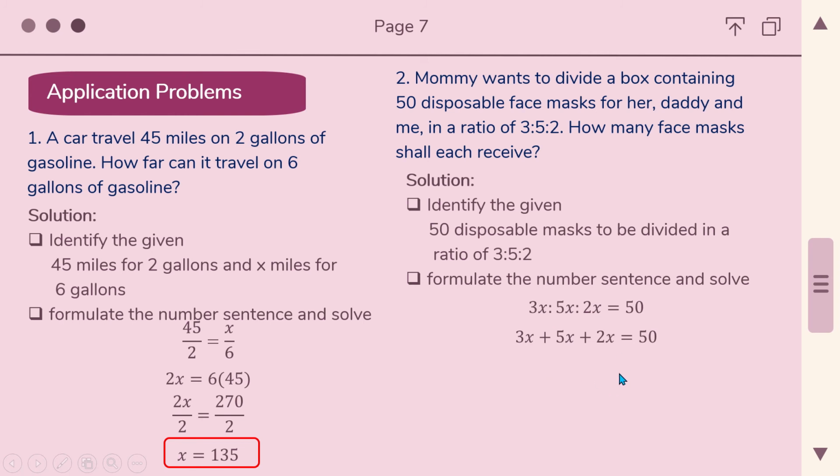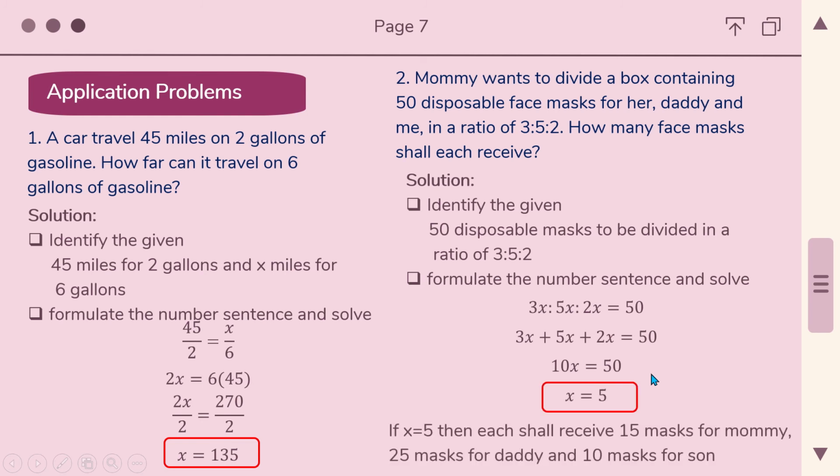Ratio. 1/3 plus 1/5 plus 1/2 is equal to 50. So we have 3x plus 5x plus 2x is equal to 50. 3 plus 5 plus 2 is 10, so 10x is equal to 50. Obviously, divide by 10 on both sides. Therefore x is 5. So if x is 5, then each shall receive 15 masks for mommy, 25 masks for daddy, and 10 masks for son.